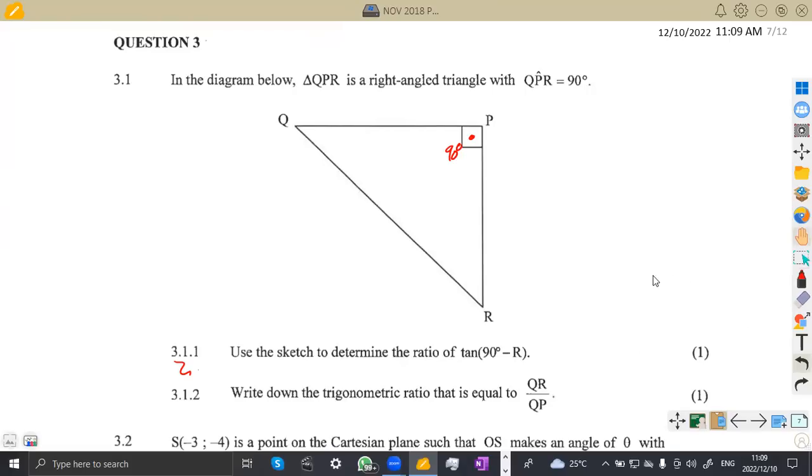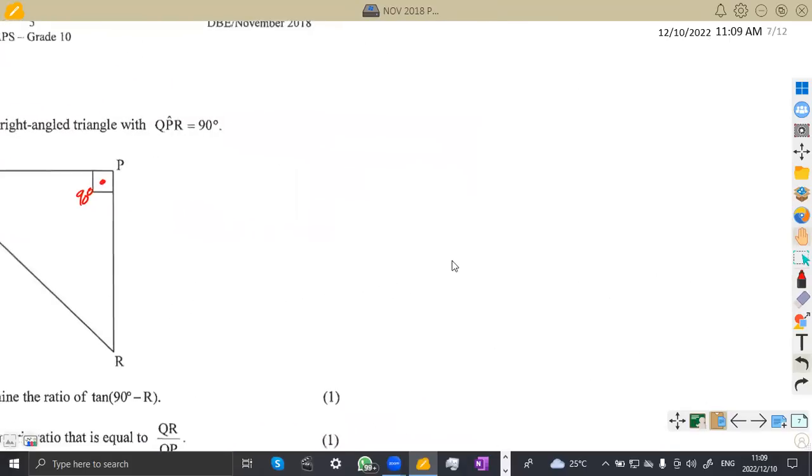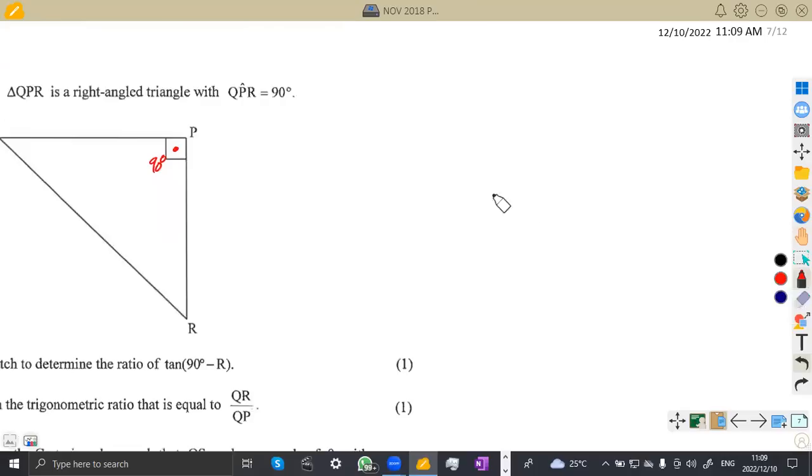All right, let's see what we have here. This is 3.1.1. I can even use this space here. We are given to find the value of tan(90° - R). Remember your identities, guys. You're supposed to somehow play around with your identities. We can work with it directly, because tan(90° - R) is actually equivalent to cot R.